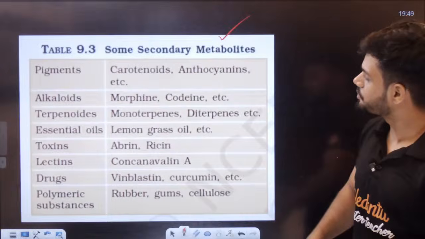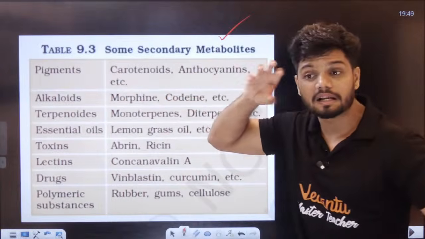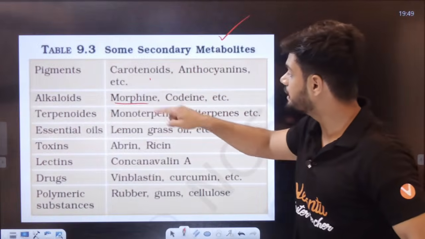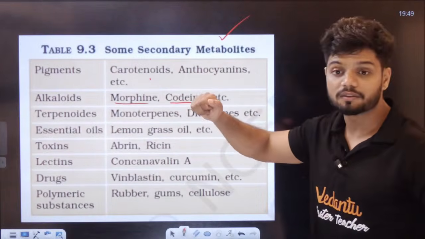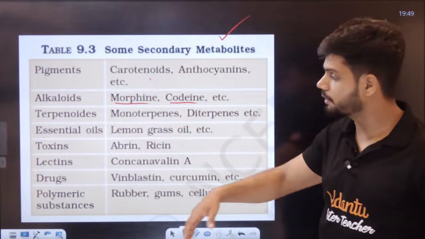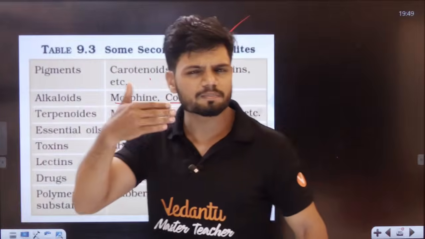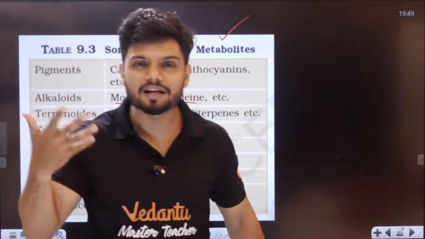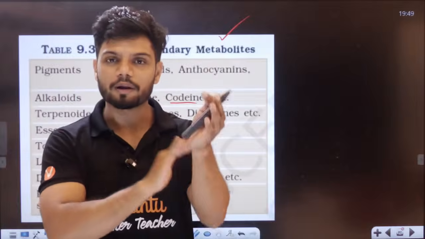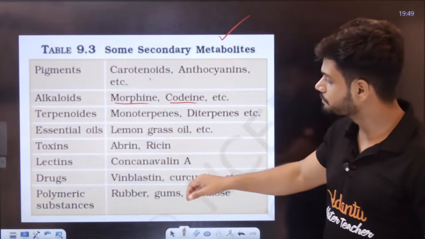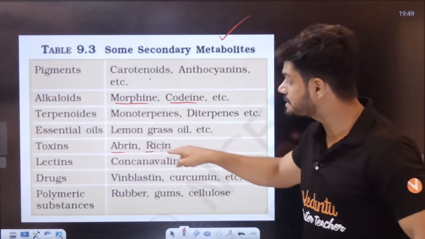Okay, second, implementable students. Pigments means what? They give color. Carotenoids, anthocyanin. Alkaloids, you have morphine and codeine. Morphine, the drug, right? Codeine is in cough syrup generally. Terpenoids, monoterpenes, diterpenes. Essential oil, students, the nice smell you get from plants. Essential oil, lemongrass oil. You put it everywhere and you apply it on your skin also. Toxins, abrin and ricin, students.